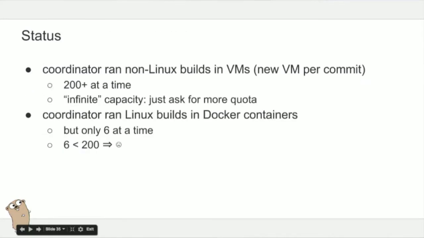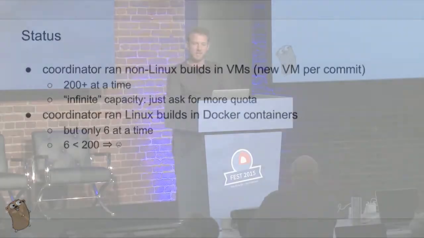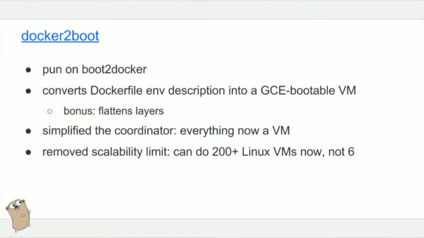So that's nice. Now we could run 200 or whatever our quota was at the time VMs on GCE, and if we needed more, we would just file a ticket and ask for more quota. But we can only run 6 Linux ones at a time because we were on a single host. And that was sad, because 6 was less than 200, and Linux no longer could keep up with the Windows builders.